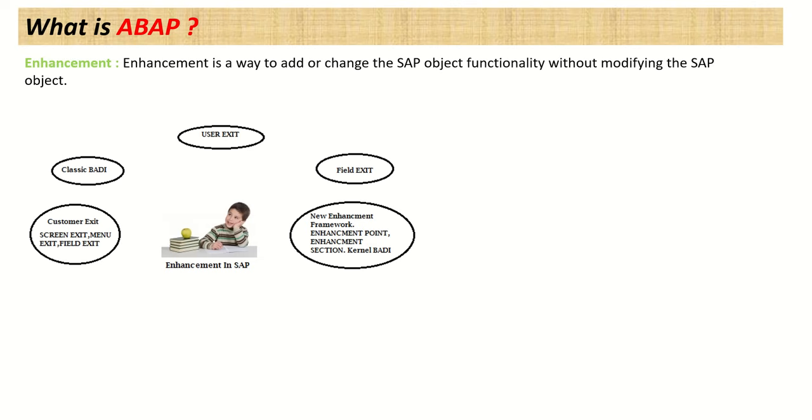So whenever we want to add our own functionality or our own field in SAP standard objects, without disturbing the actual functionality of SAP, those types of object development are called an enhancement. Fine. There are different methods of enhancement that we are going to learn, but this is the simple meaning of enhancement: adding our own functionality in the SAP standard objects.